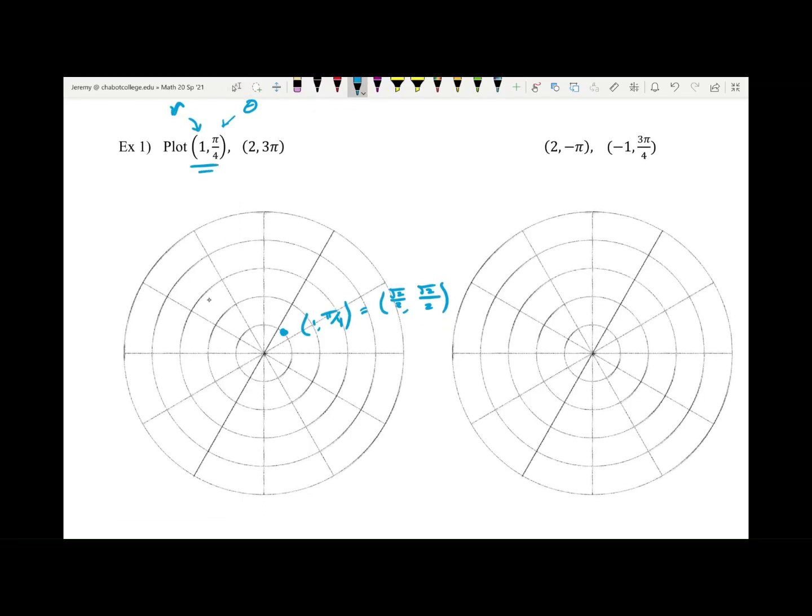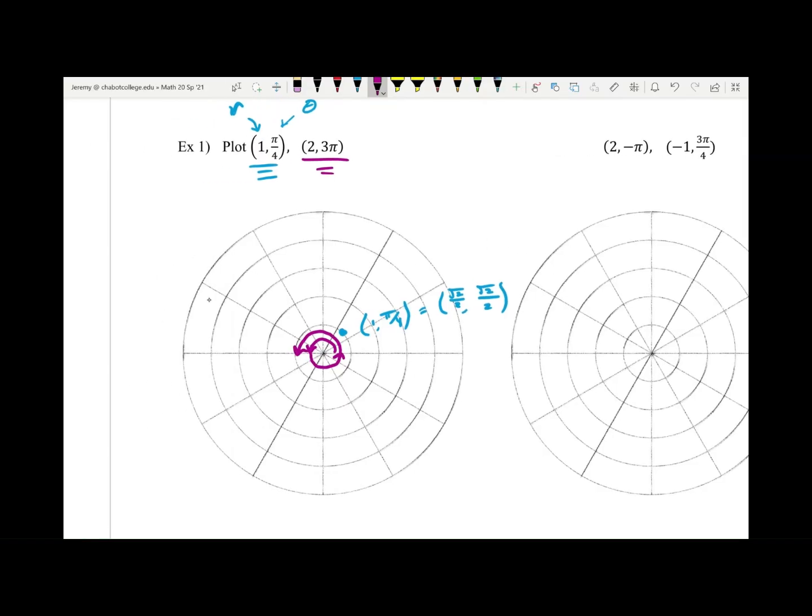Okay, that's enough of that one. How about in purple ink, let's talk about this ordered pair 2, 3 pi. So where is 3 pi? There's pi, there's 2 pi, one full rotation, and then 3 pi lands us right here. So there it is, 3 pi is that angle right there. And this ordered pair has a radius of 2, meaning this point is going to be a distance of 2 from the pole, so there's our ordered pair. So 2, 3 pi.